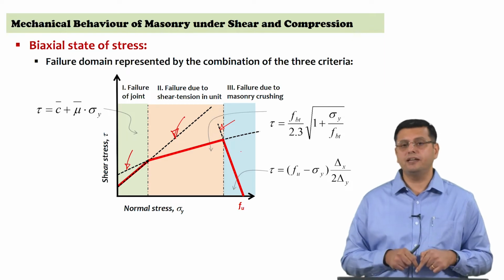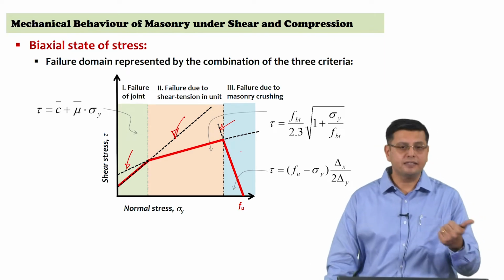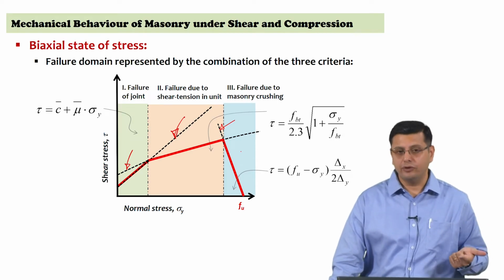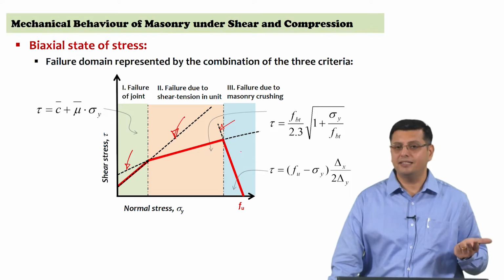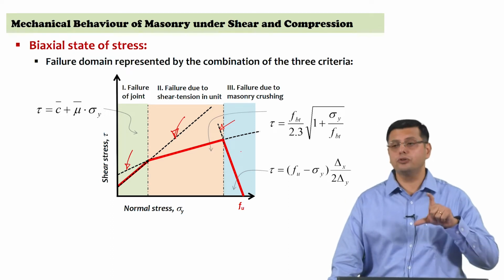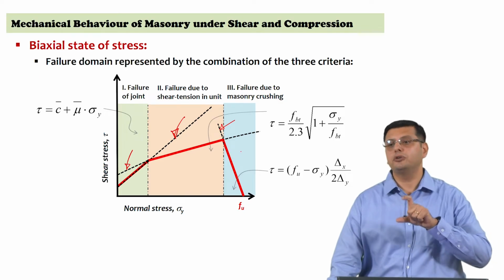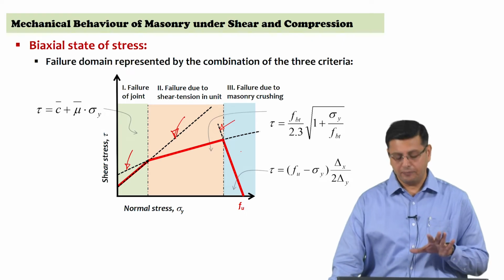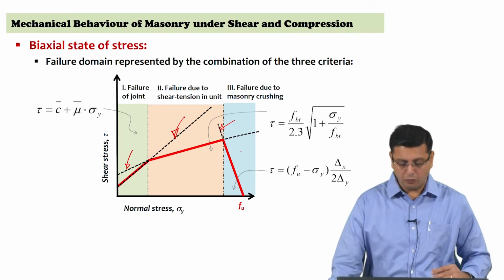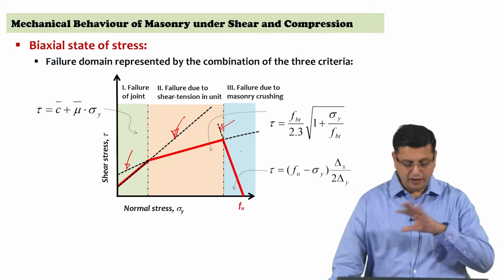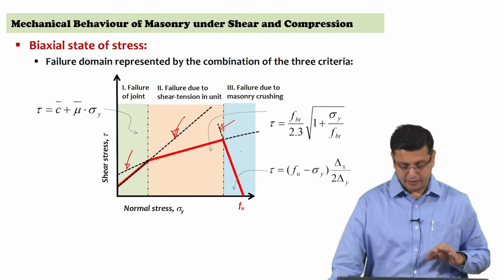Of course, this failure plane is going to be affected by the relative strengths that we have considered here: the value of cohesion, the value of friction coefficient, the value of tensile strength of the unit, the value of crushing strength of masonry, and it is also going to be dependent on the ratio delta x by delta y. So, geometry and material properties are going to affect what the failure plane is for a given wall or a given failure zone that we are examining in a masonry wall itself.